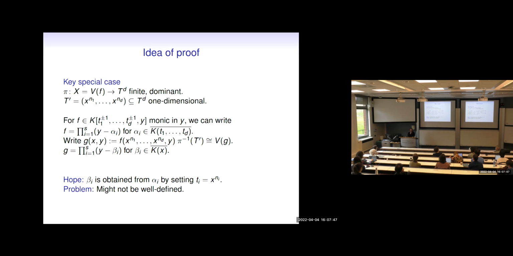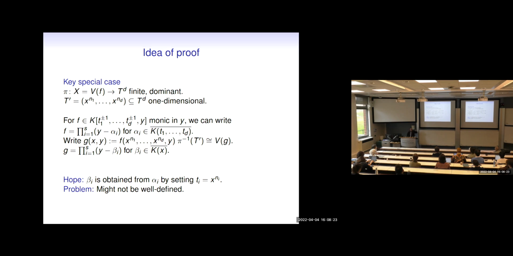So I'm going to think about X as just defined by one polynomial F in T1 up to TD and Y, and I'm projecting it onto the T coordinates. The question is which 1-dimensional subtori in the T coordinates can I pull back and get something irreducible? What is that asking? Well, let's assume my polynomial is monic in Y. I can just factor F as a product of Y minus alpha I, where the alpha I live in the algebraic closure of the field of rational functions.